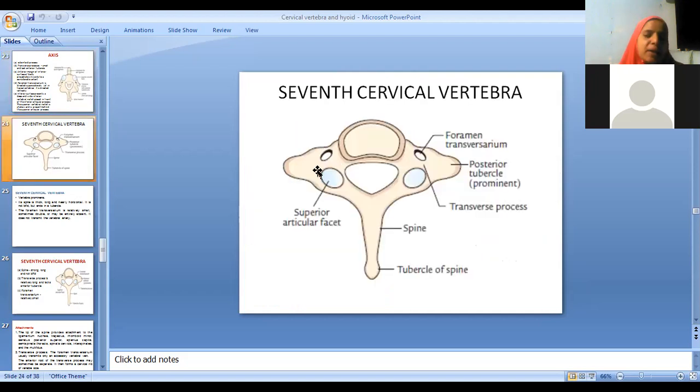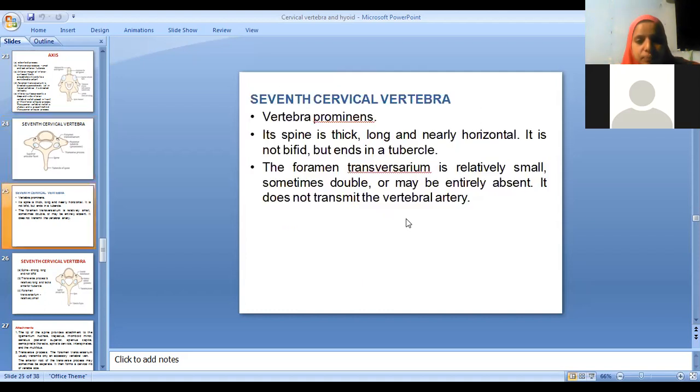Now the other atypical vertebra we have is the seventh cervical vertebra. Just look, the body is quite big. Transverse process is showing foramen transversarium. Superior articular facet articulates with C6. Spine is not bifid and it is quite big and straight. You can palpate it for yourself, which is called vertebra prominens. Vertebra prominens we see with the seventh cervical vertebra.